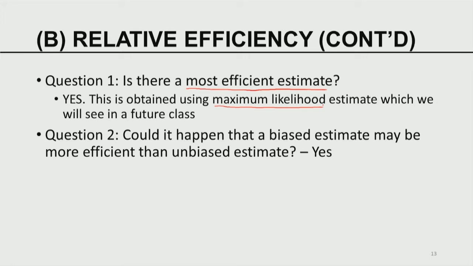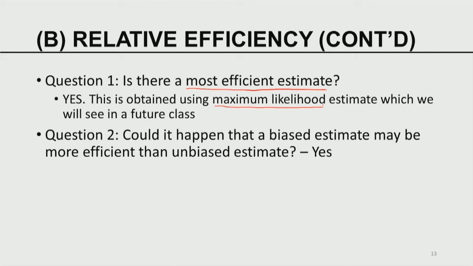Question 2: could it happen that the biased estimate may be more efficient than the unbiased estimate? Again, the answer is yes. Now look at this. Bias is one attribute of the estimate. Efficiency is another attribute of the estimate. These are two different attributes.